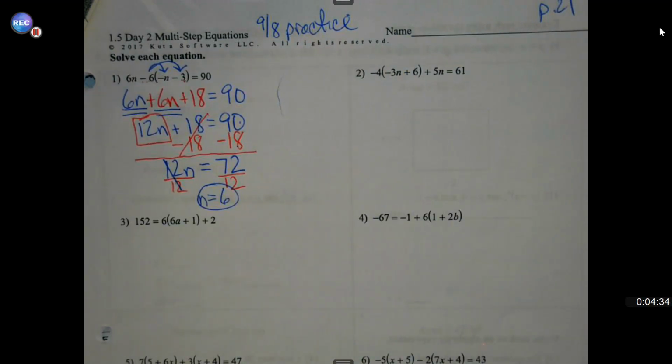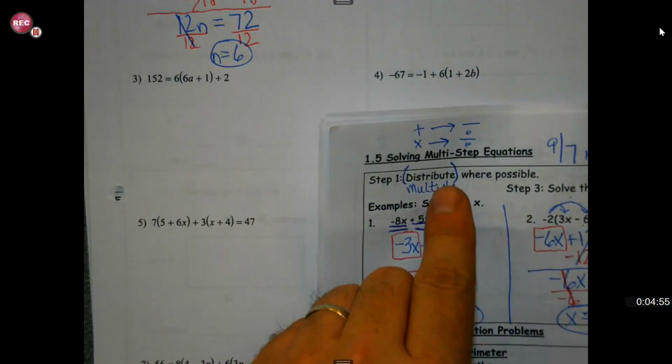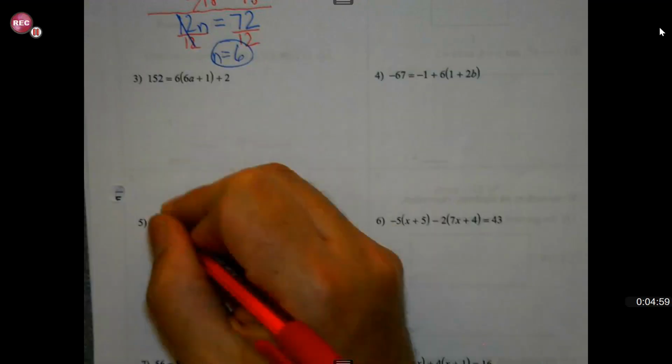Let's play with another one because I see a couple that are kind of as we get further down here. Let's try 5. So 5, you're like, woo, wait a minute. I don't see any in my paper that have multiple parentheses. But again, distribute where possible first. So you're like, I got to do both of these? We do.